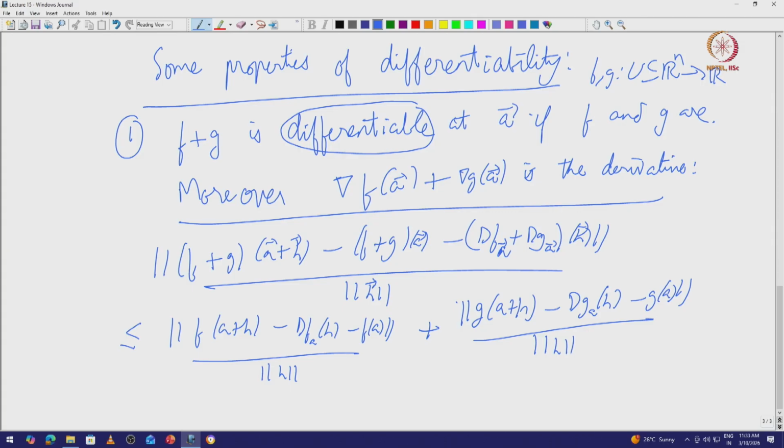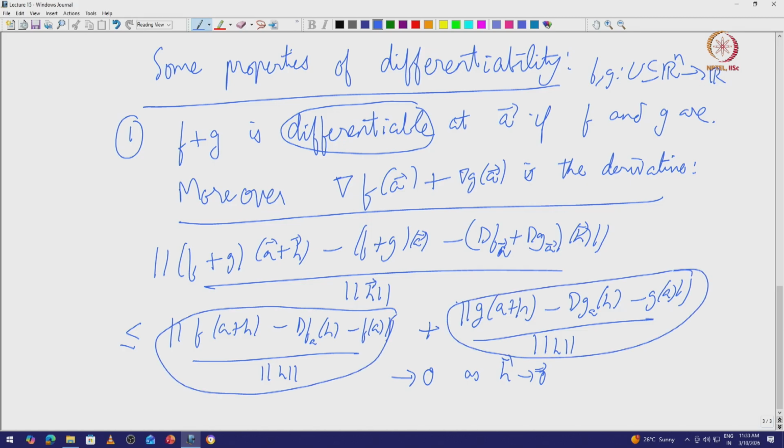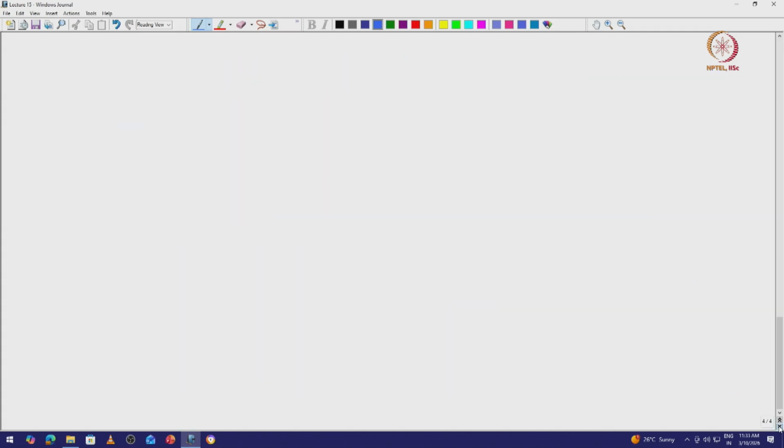Right. So this of course goes to 0 as h goes to 0. Why? Because we know this goes to 0, we know this goes to 0, right? So that's why the sum goes to 0. As a consequence, this also goes to 0 by the sandwich rule. So that means by definition not only is f plus g differentiable, but the derivative is the sum of the derivatives. So in one shot, yeah.